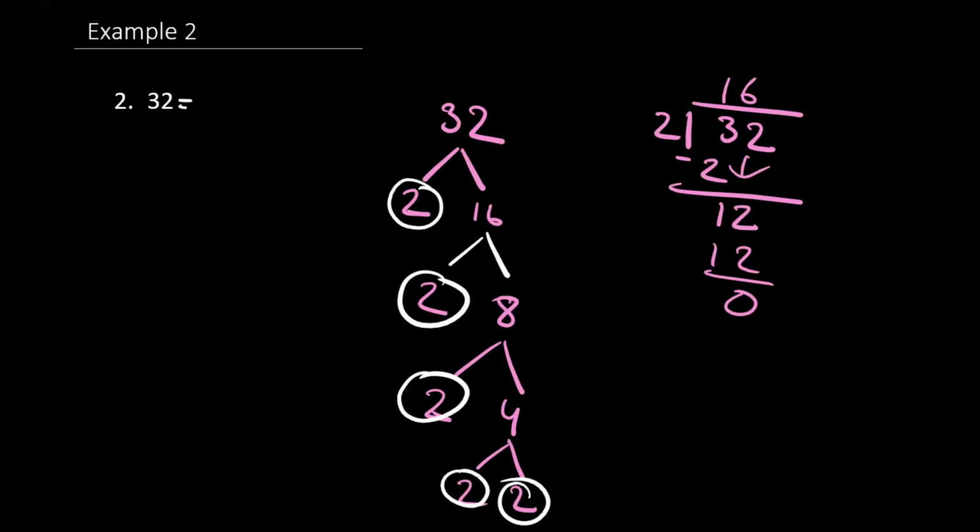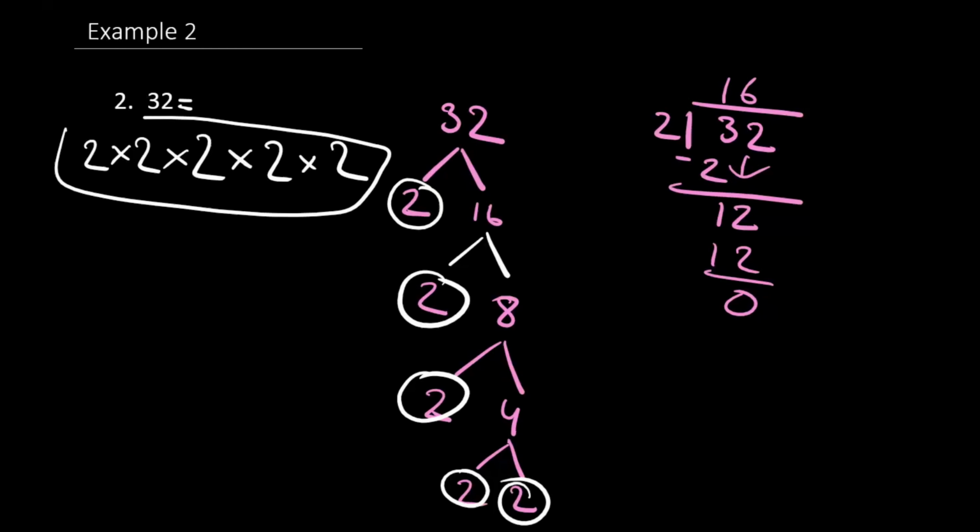So our prime factorization of 32 will be 2 times 2 times, let's see, 1, 2, 3, 4, 5, so five 2s multiplied together. We can even write this in exponential form. There are 5 twos, so we can write it as 2 to the 5th power. That's just another way to write it instead of writing 5 twos. Okay? Now let's go to example 3.